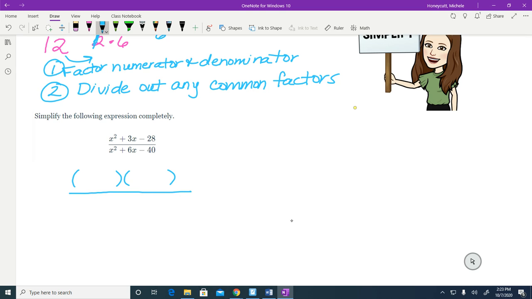Okay, let's see. To get x squared, I need an x times an x. To get 28, I could do a 7 and 4. So then x plus 7 times x minus 4. Let me double check my factoring. X times x would be x squared. Then I would have 7x minus 4x, which would be 3x. And 7 times negative 4 is negative 28. So I factored the numerator. Done. Now I'm going to factor the denominator.